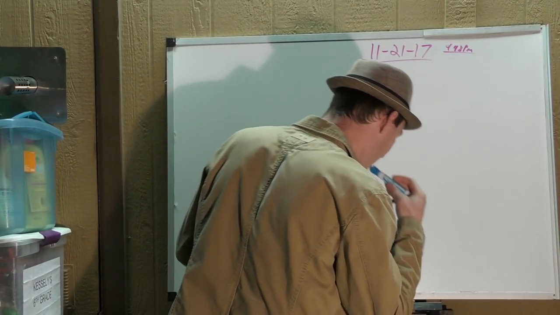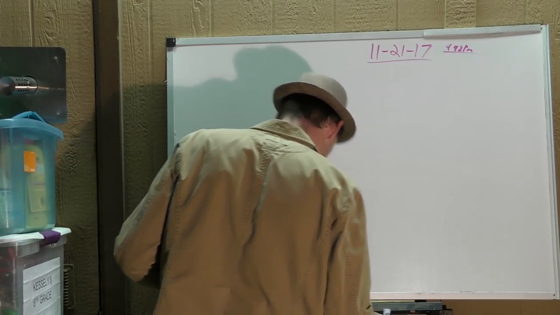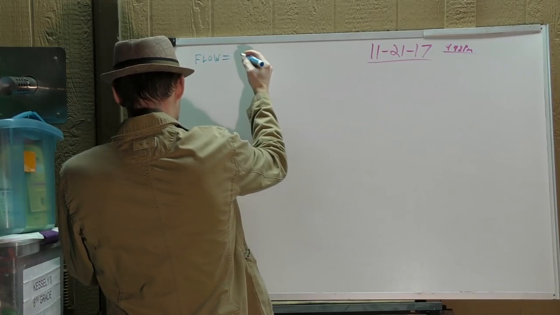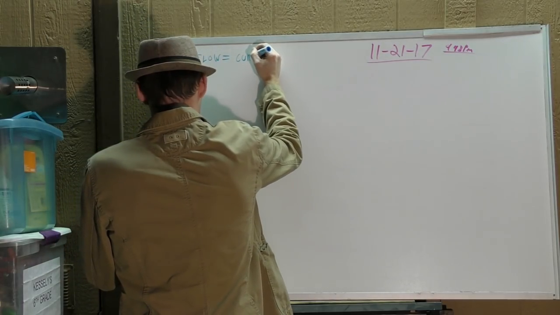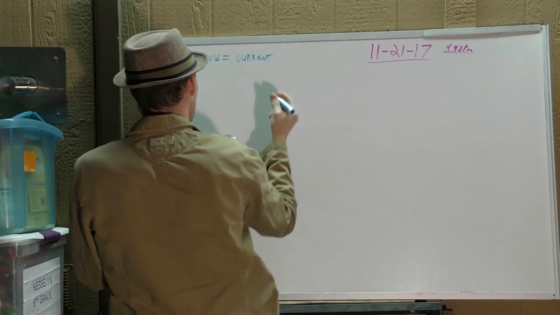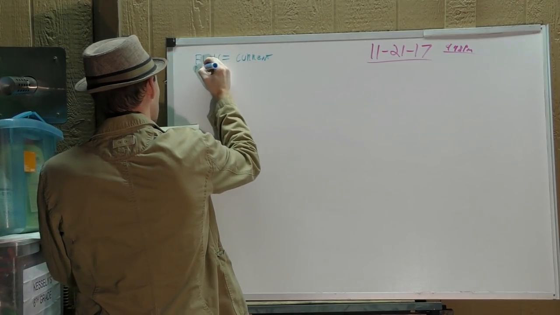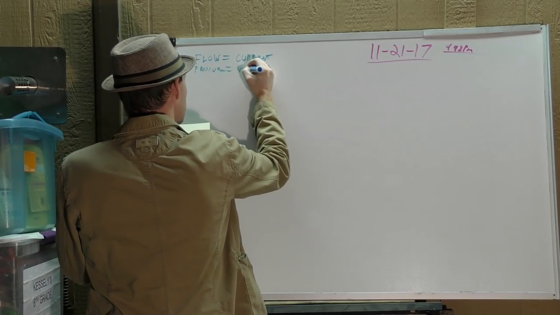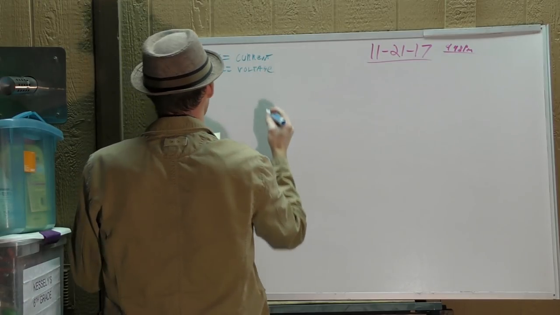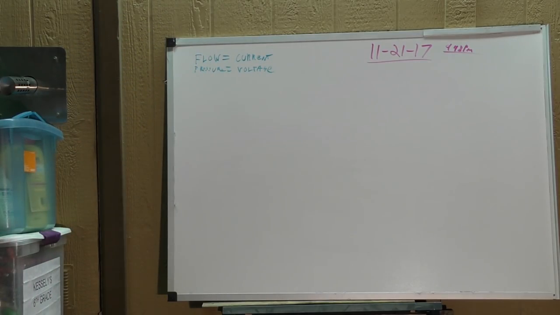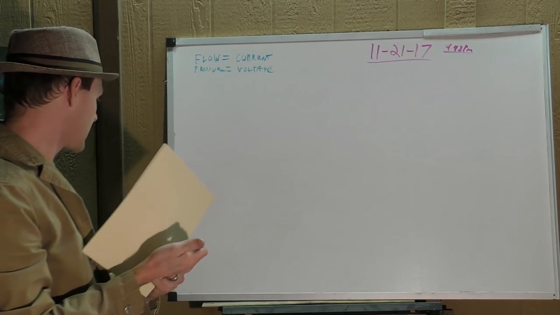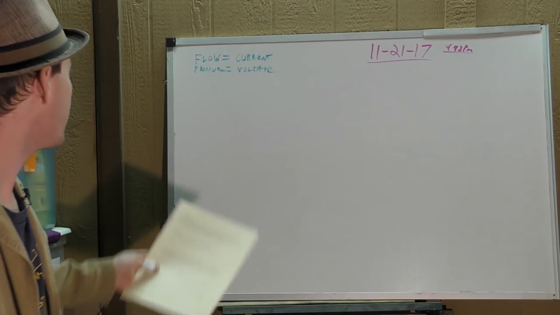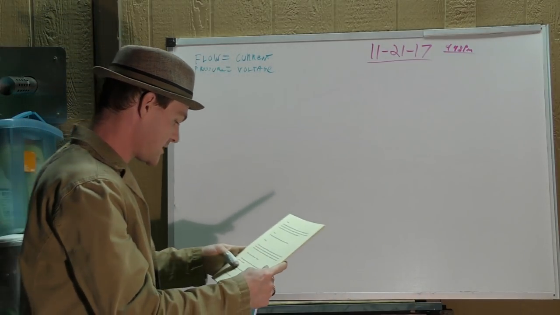Okay, so flow is equal to current, and pressure is equal to voltage. That's our little diagram up there. I'm probably going to stand in the way of it. But the point is that voltage is pressure, and flow is current in this analogy.